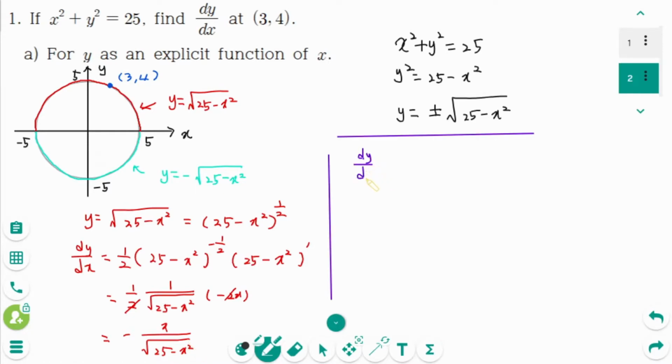dy/dx at (3, 4) equals minus 3 over the square root of 25 minus 3 squared, equals minus 3 over the square root of 25 minus 9, then minus 3 over the square root of 16. The final answer is minus 3 over 4.